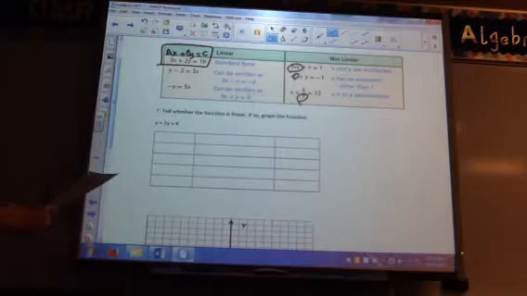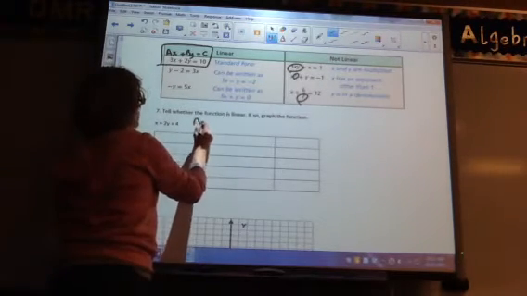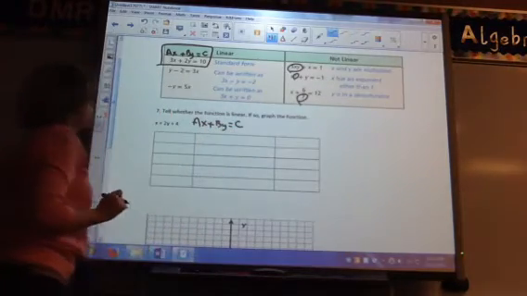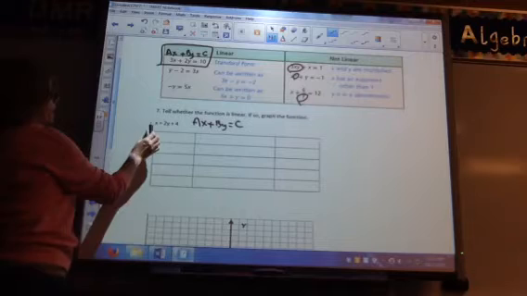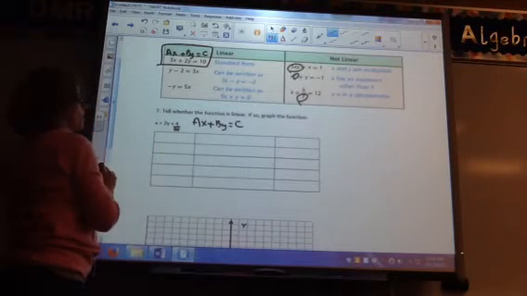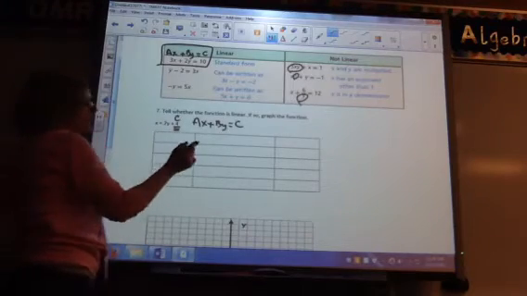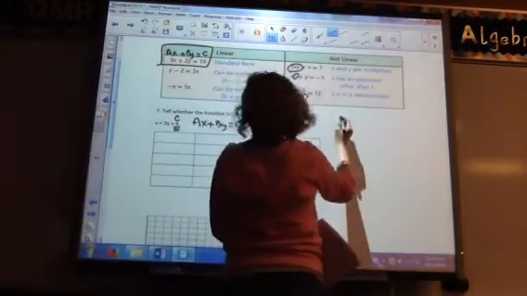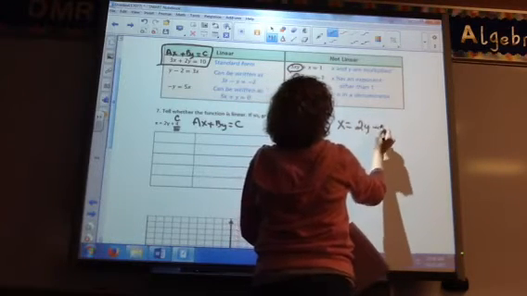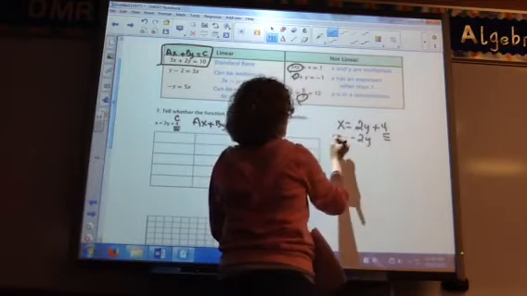Okay, so the first thing we need to do is put it in standard form. Standard form is your ax plus your by equals c. So we need to get our x and our y together, and we need to isolate 4. That's our c. So how do we get rid of a positive 2y? Let's see, x equals 2y plus 4. We're trying to isolate 4, so we want a minus 2y from both sides.